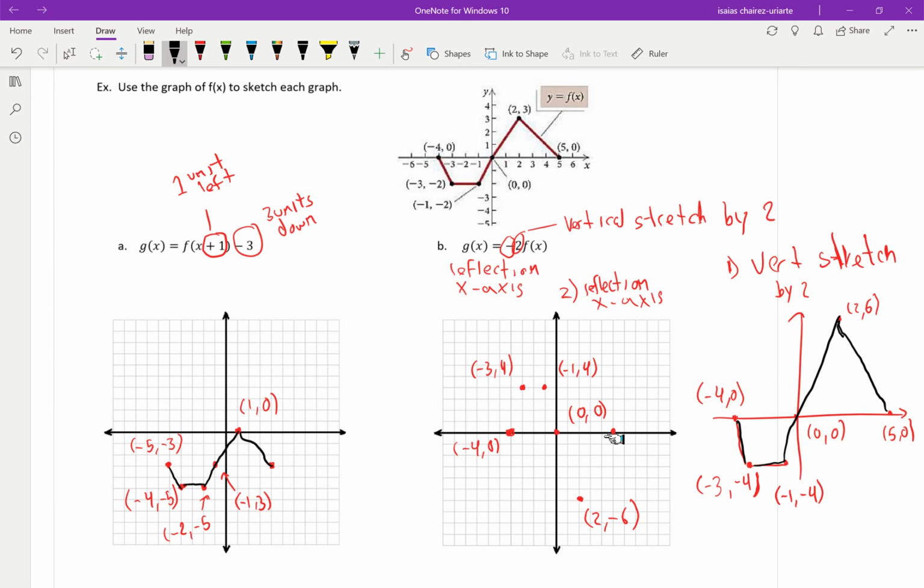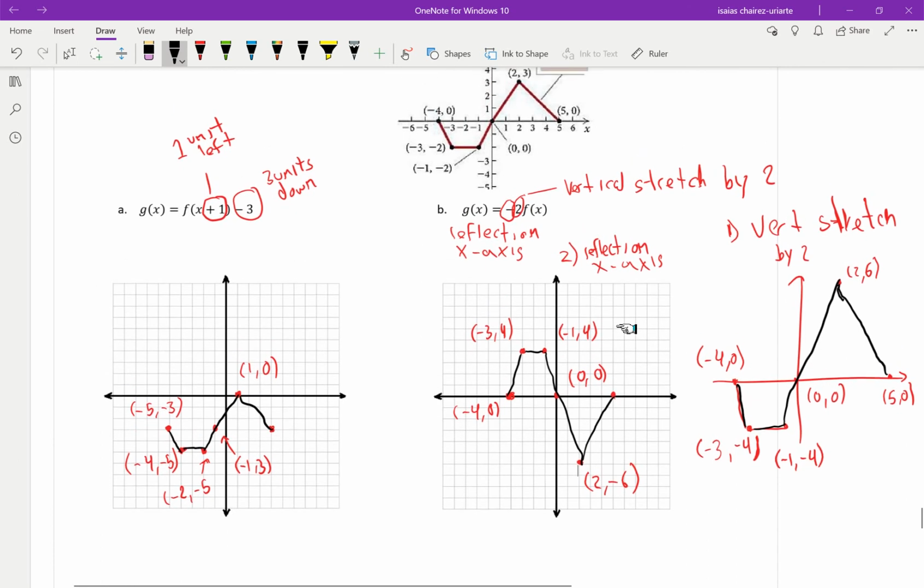So let's see if we can just put it all together. So there, and then there, and then this goes down all the way down here and back up here. Yeah, so this one was a little tedious. I first had to take care of this vertical stretch by 2 and then reflect that on the x-axis. Okay, so that is it for these transformations.